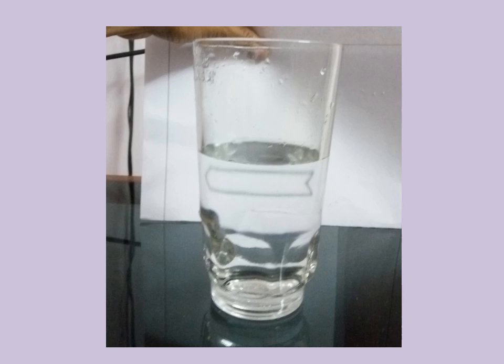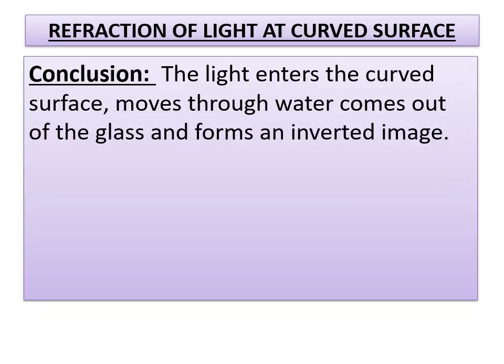So now what happened here? When the vessel is filled with water, there is a curved interface between two different media, that is air and water. I hope children you can see the inverted image of the arrow. So in this activity, what you have to remember: the light enters the curved surface, moves through water, comes out of the glass and forms an inverted image.